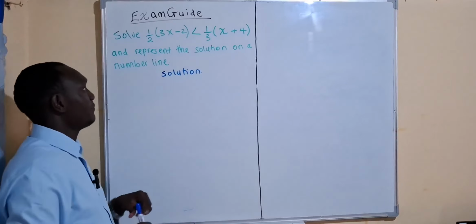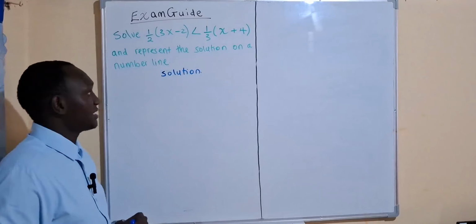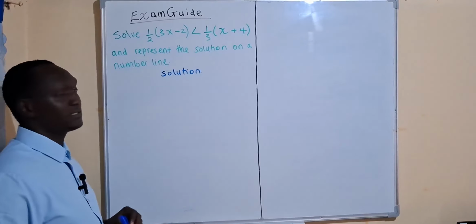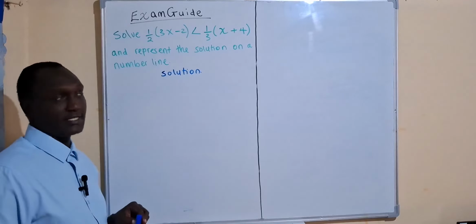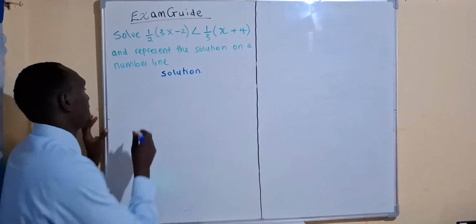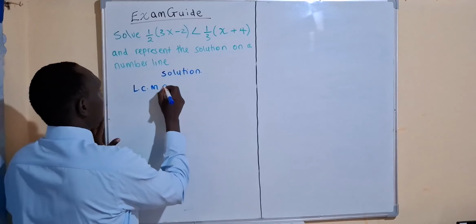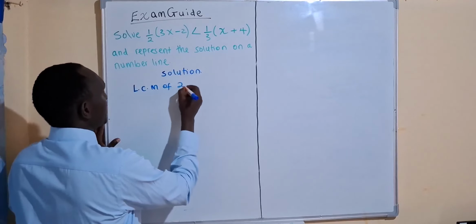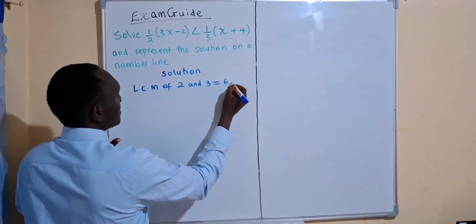if you look at these numbers, we have a half here, and then we have a third on the other side. So what we need to do is eliminate the fractions. Those are the denominators, that is the 2 and 3. The most common way of eliminating fractions is by getting the LCM of the denominators, which are 2 and 3 in this case, and the LCM is 6.